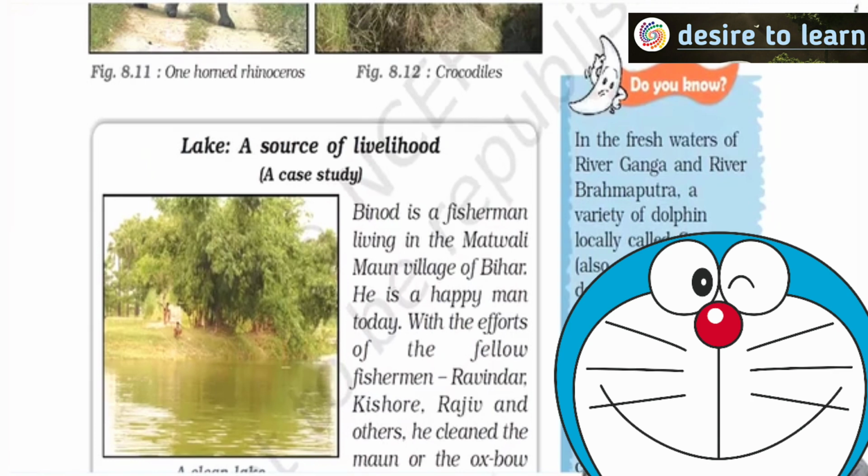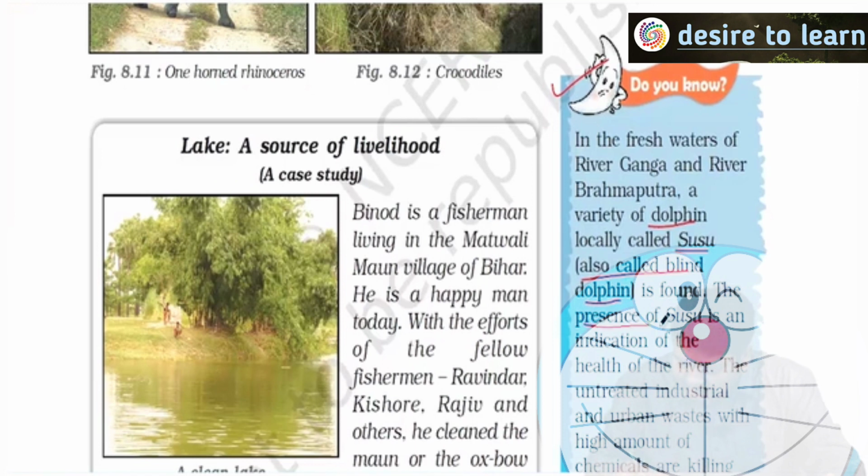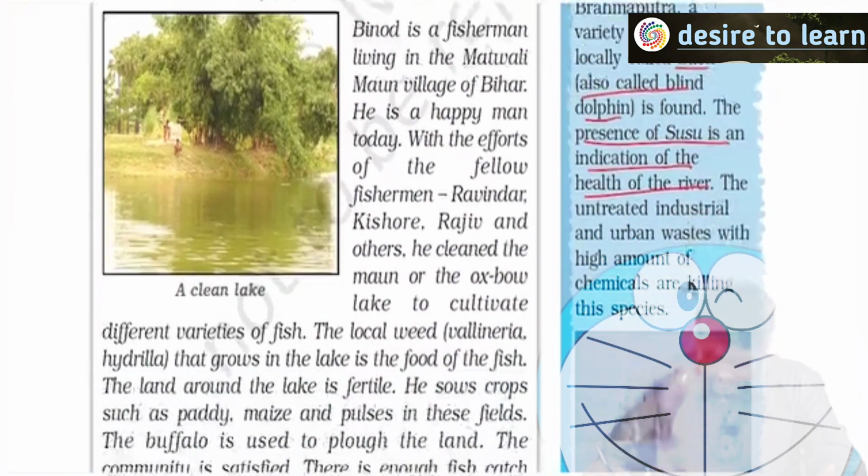The most important one that you need to remember in this is the dolphin called Susu, which is a blind dolphin. And its presence is an indication of the health of the river. If the river is more polluted, these dolphins will die. Gangetic dolphin, Brahmaputra dolphin, all these are very, very important for us.